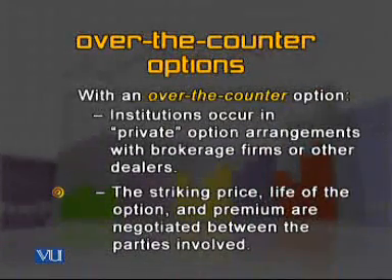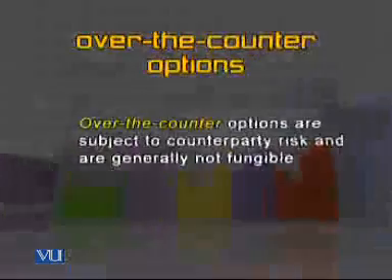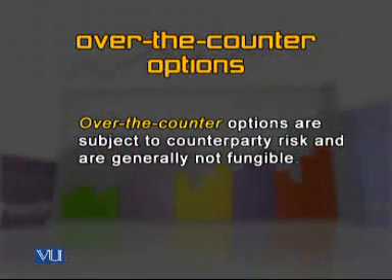In this, the striking price, the life of the option, and premiums are negotiated between the parties involved in the options contract or the options trading. The exchange doesn't decide anything. The parties involved decide everything. So over-the-counter options are subject to counterparty risk and are generally not fungible.